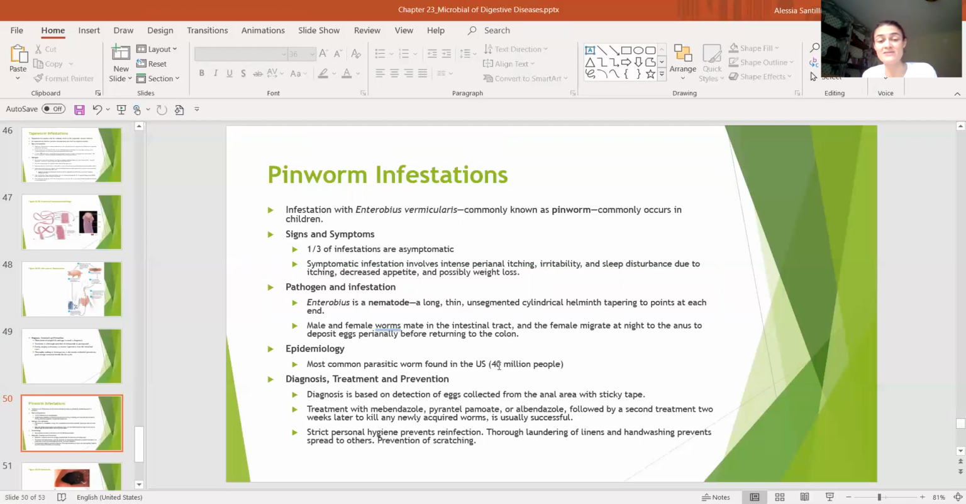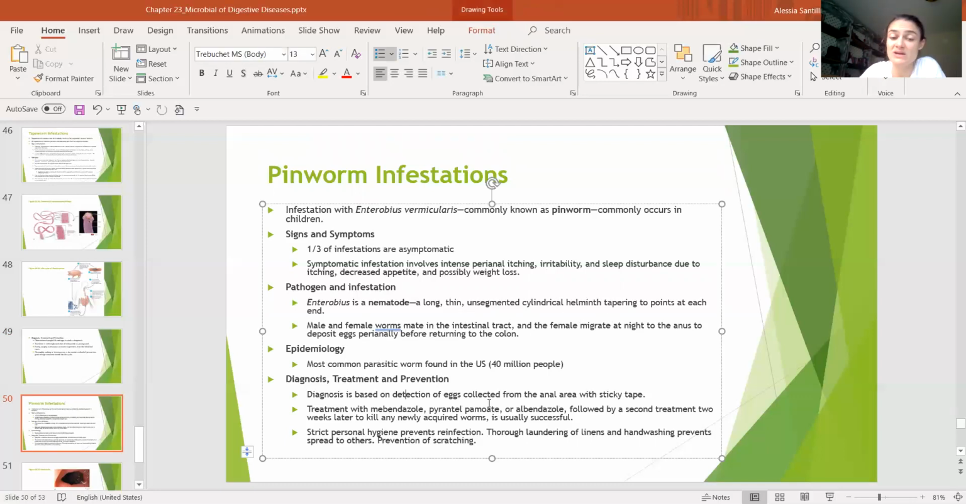About 40 million people have it. It usually is found in more temperate areas. Diagnosis is based on the detection of eggs collected from the anal area with sticky tape. So you literally put sticky tape on the anus, essentially, and then you can do a microscopic evaluation or analysis of the sticky tape.